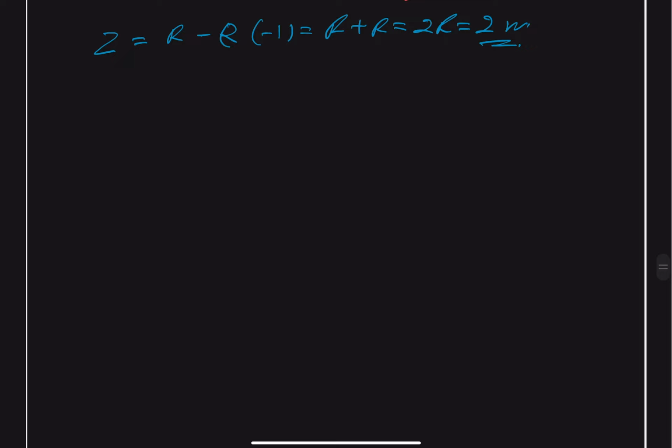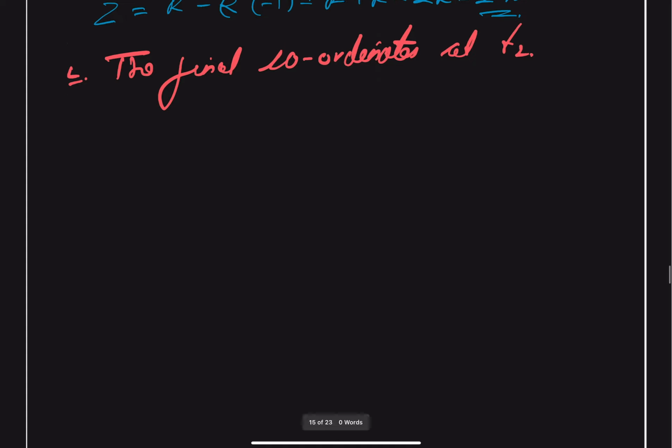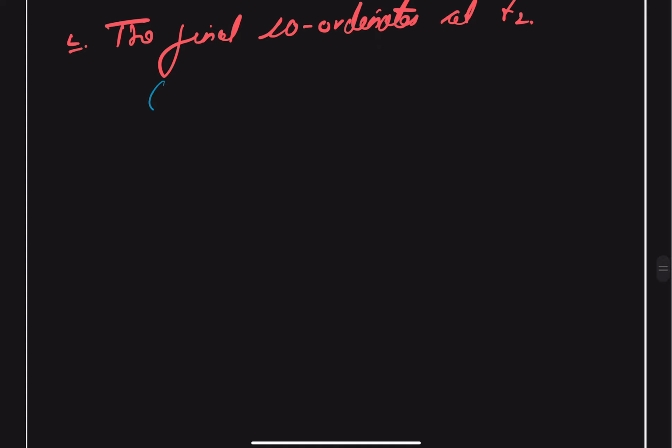So therefore the final coordinates at t2, x2, y2, z2, will be 6.4, 0 and 2.